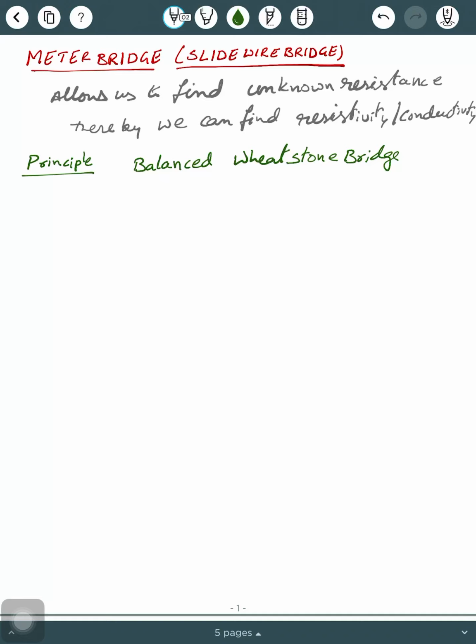Let me write the Wheatstone bridge balancing condition. If I draw a Wheatstone bridge like this with 4 resistors and a galvanometer G with a cell and a key, let me name the resistors P, Q, R, S. When the bridge is balanced, we all know that the balancing condition is P on Q equals R on S. Whenever the ratio P on Q is equal to R on S, the current through the galvanometer G turns out to be 0. This is a balanced Wheatstone bridge. Based on this condition, we have devised a new instrument called meter bridge.